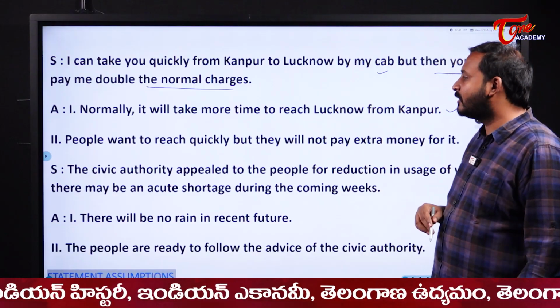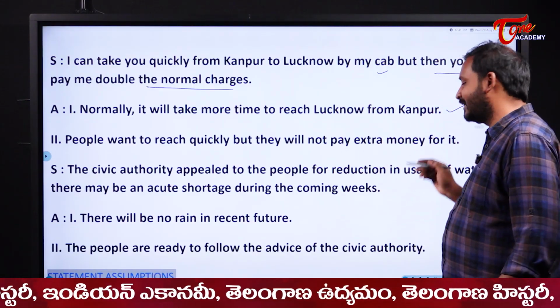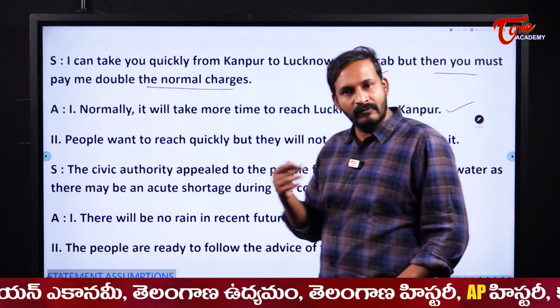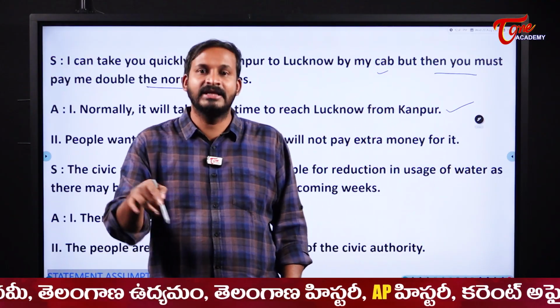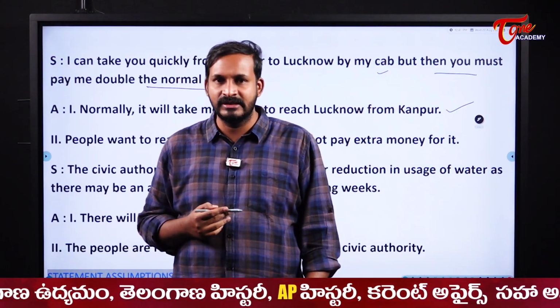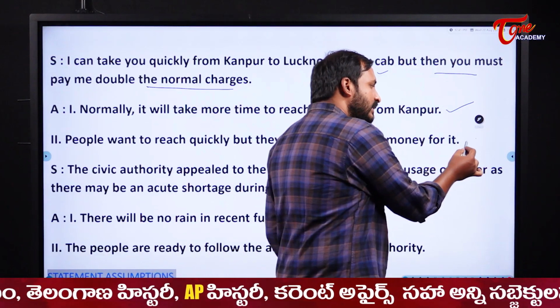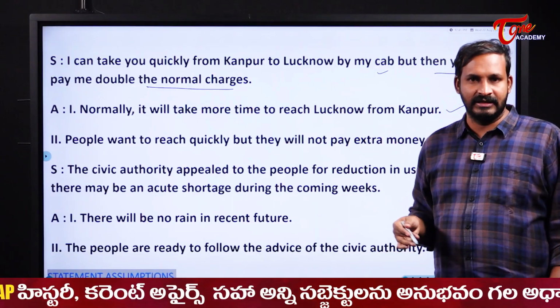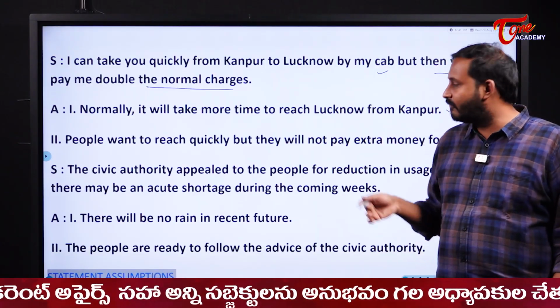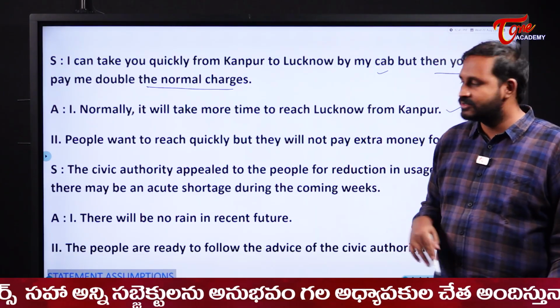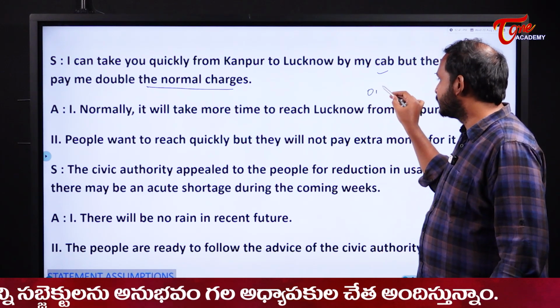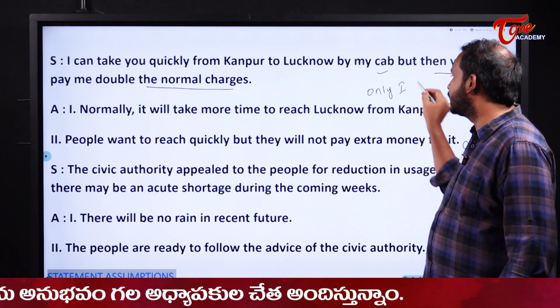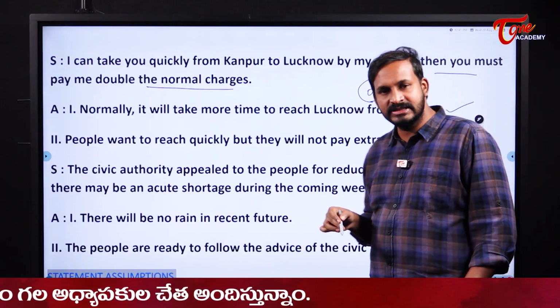Next, people want to reach quickly, but they will not pay extra money for it. See here, people want to reach quickly and they won't pay the extra money. How is it possible? It is not at all possible, right? They are ready to pay the extra money. That is the reason they are demanding it. If they are not ready to pay the extra money, why are they demanding that one? So that is not implicit. So here our answer becomes only one is implicit for us.